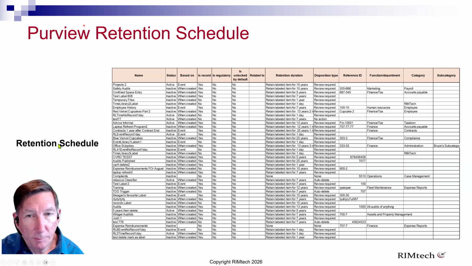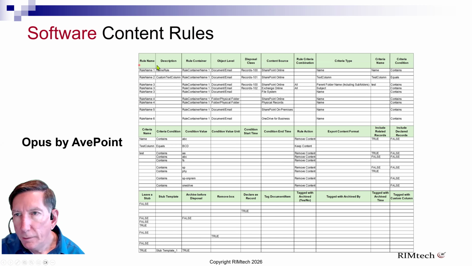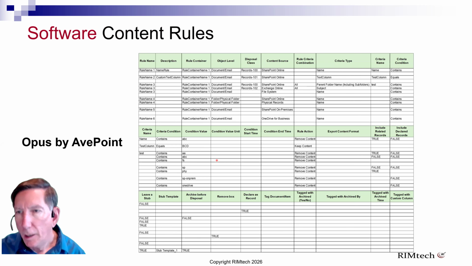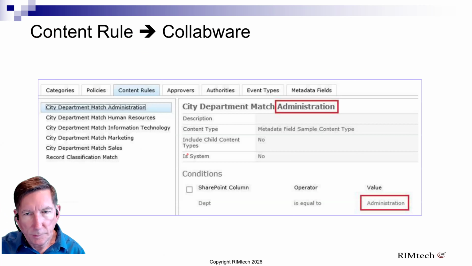Now, in the case of Microsoft Purview, this is what your retention schedule would look like. And here's an example from Opus by AvePoint. This is one of the records products. Here are what the internal software specific proprietary content rules look like. Notice that there were so many columns or elements for one rule that I stacked them on top of each other. It would be too wide to go from left to right. So there's something like 36 of them here. So there's no reason for anybody to have to see these.